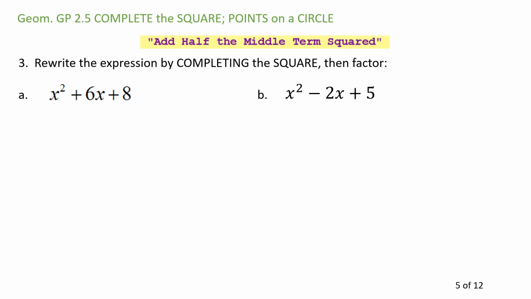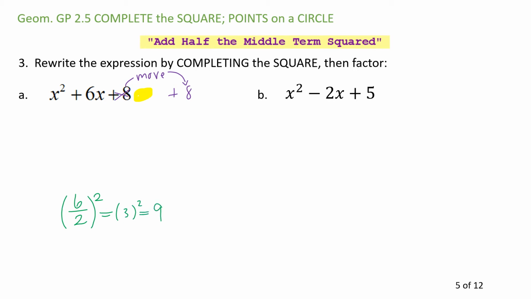Now look at this one. I've actually already got a number here. The first thing I'm going to have to do is get rid of it. I can't just ignore it, but I'm going to move it so that I now have a location to put my half the middle term squared. That 8 is not part of it. This is actually creating an equation of a circle. So I get rid of the 8.